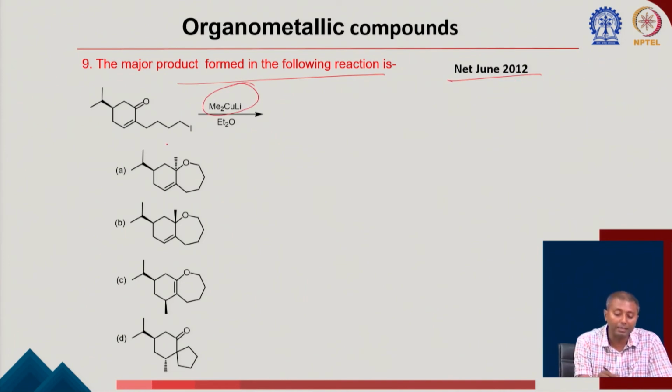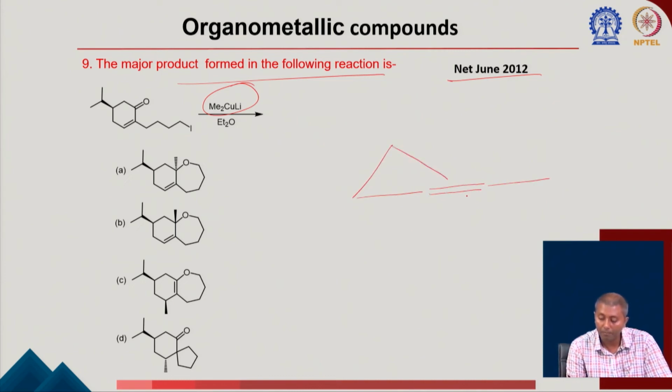So dimethyl cuprate is attacking here, and you can clearly see that once you have a sterically bulky group here, like an isopropyl group, your nucleophile will not approach from this side because of the steric clash. So the nucleophile will be approaching from the opposite face.